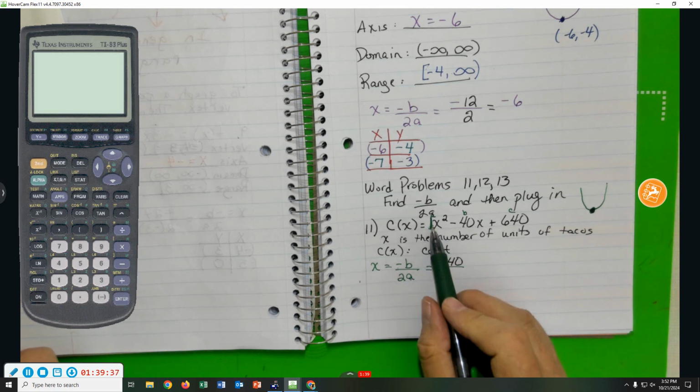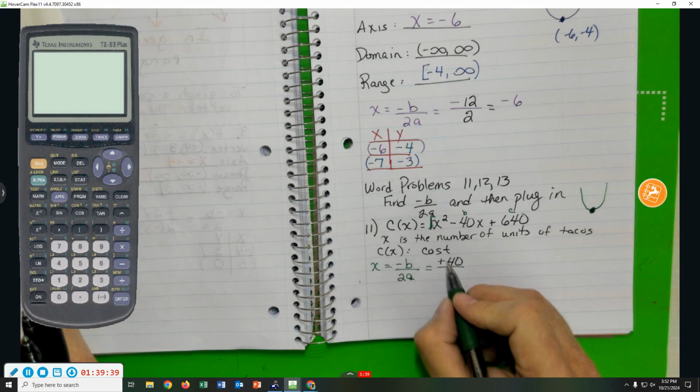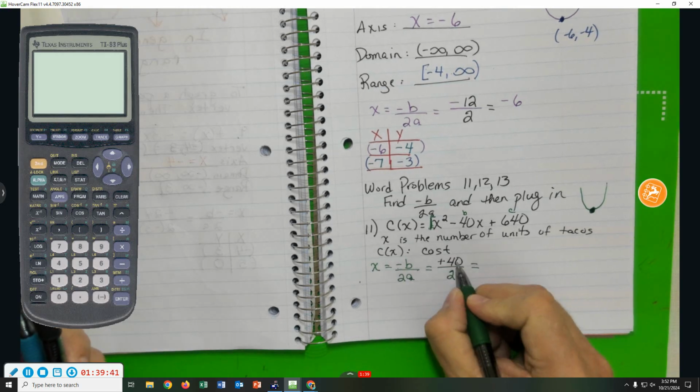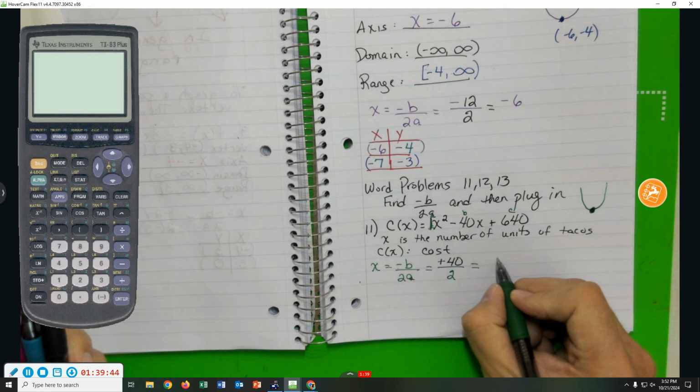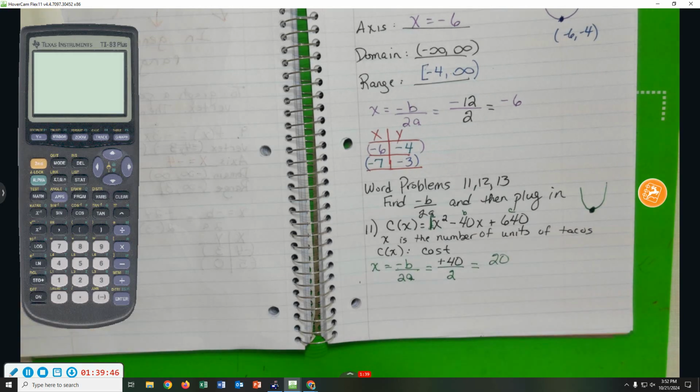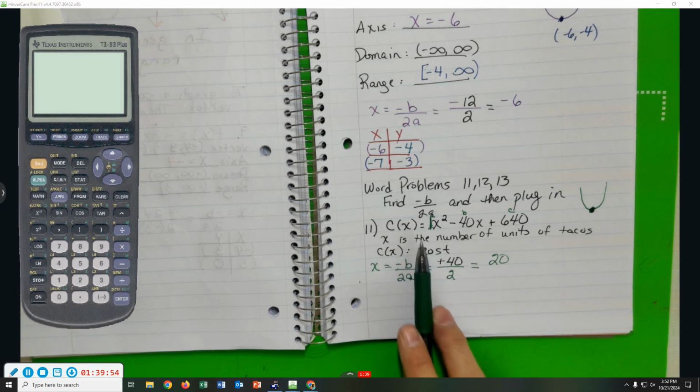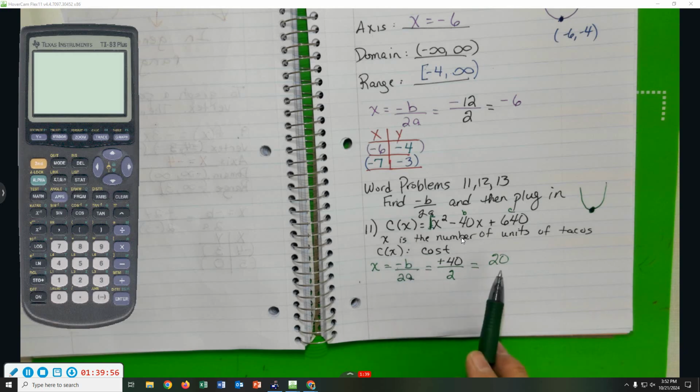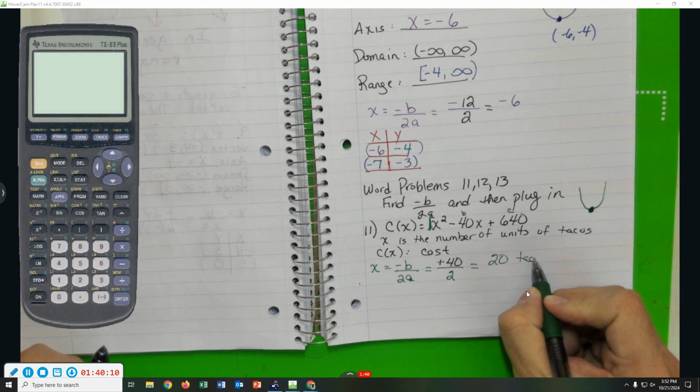Number 2 1, so 2 times 1 is 2. 40 divided by 2. Is that saying her minimum cost of $20? What is X representing? Number of tacos. So X is the number of tacos, the number of units of tacos. I don't know what a unit is, probably a dozen, so 20 dozen. But the important thing is that X value is not dollars, it's a number of units of tacos.